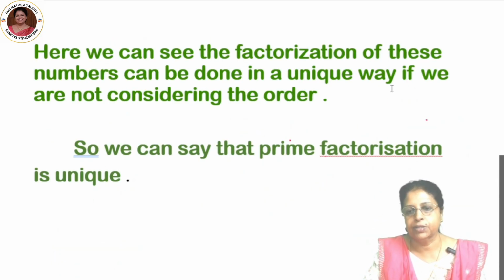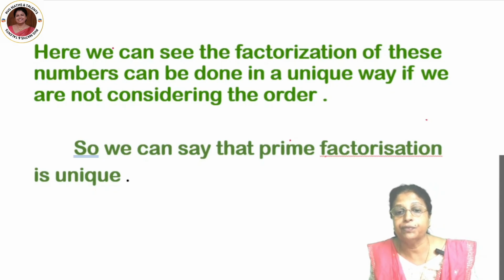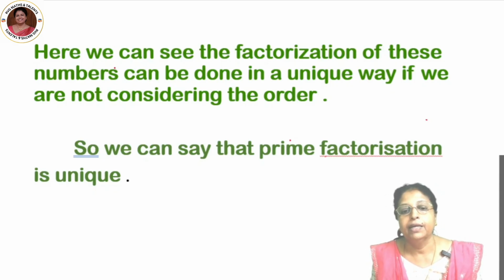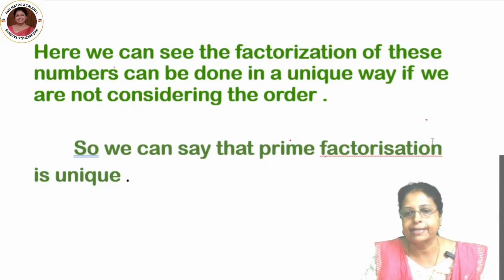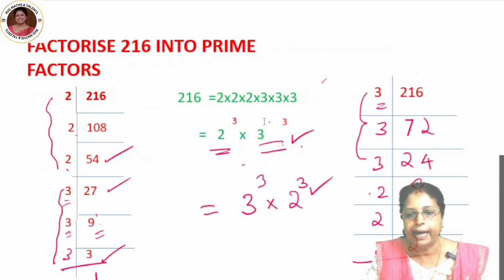So here we can see the factorization of these numbers can be done in a unique way if we are not considering the order. In all these examples, we have seen that we are not considering the order. This prime factorization is unique. Have you understood this?